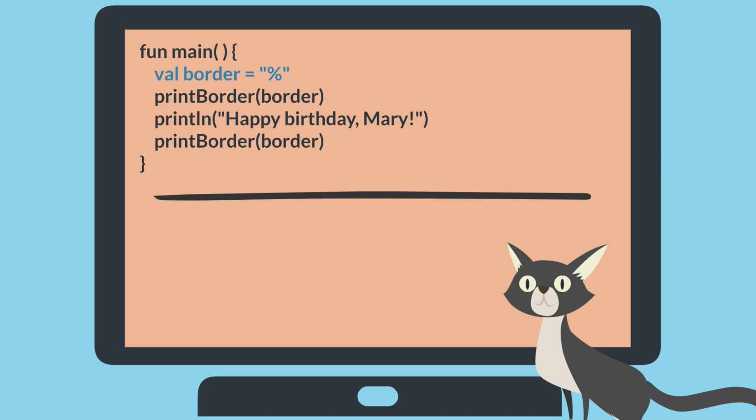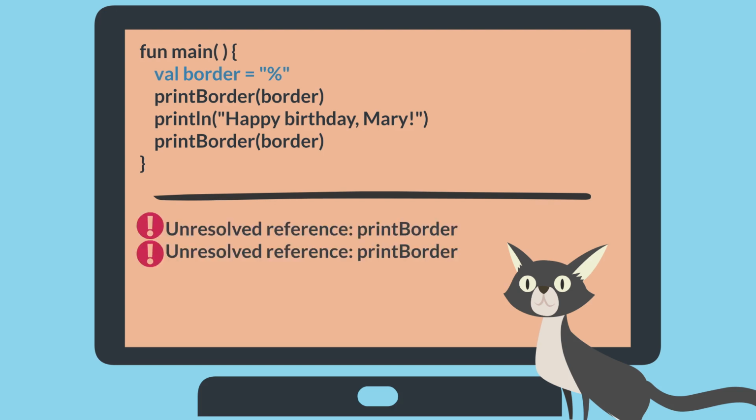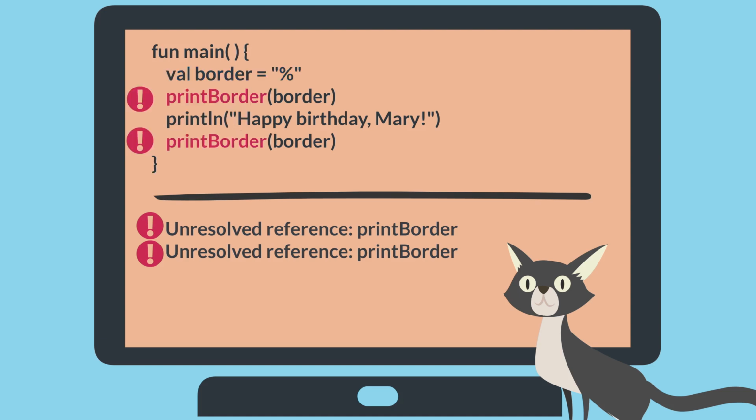2. Now, pass the border variable as an argument to the two calls to the printBorder function. You can do this by putting border inside parentheses, just as you provide the println function with the text to be printed. 3. Run your code. Your code will not run. Instead, you will see an error icon next to the code. 4. Check the output panel, there is an error message.